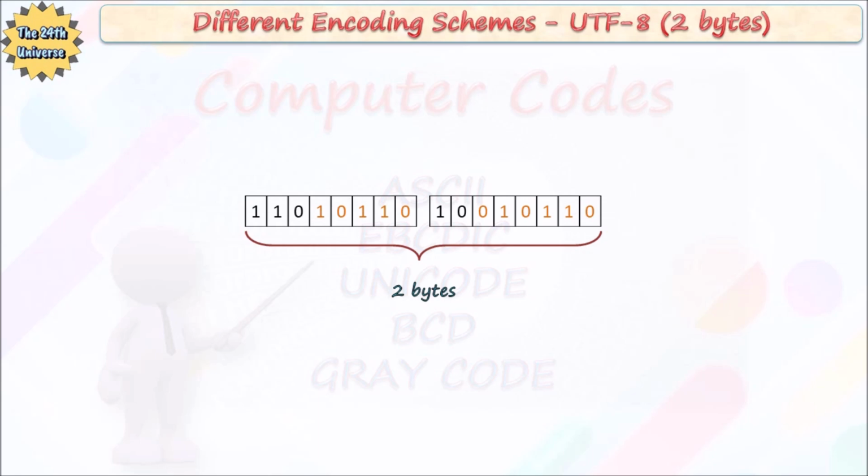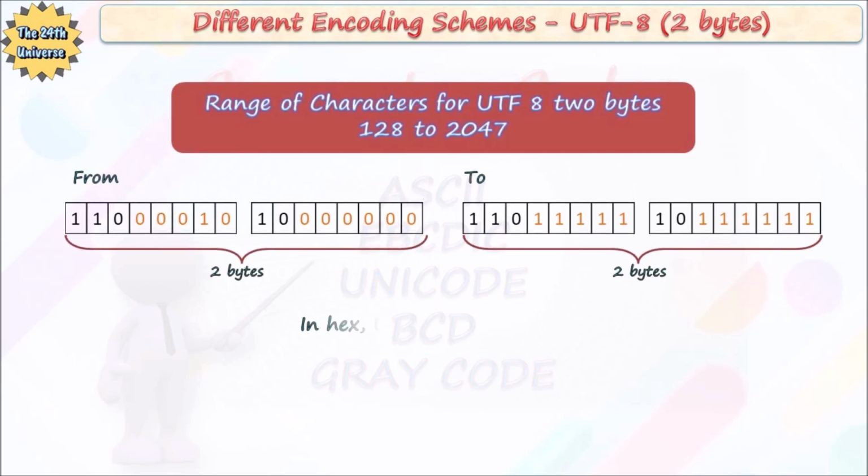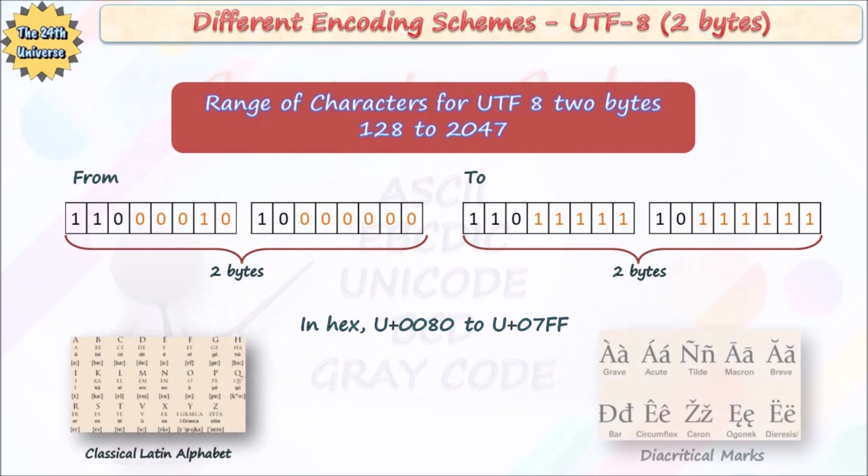Hence, with the remaining 11 bits, the range of characters we can represent in UTF-8 2 bytes is 128 to 2047. UTF-8 2 bytes represents the code points for almost all Latin script alphabets as well as combining diacritical marks.